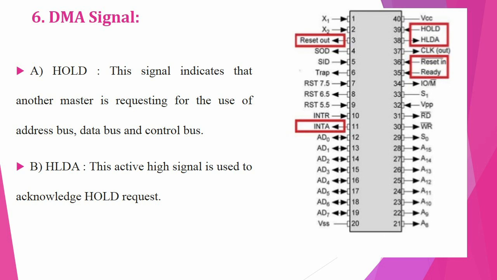DMA signals. Hold. This signal indicates that a peripheral such as a DMA controller is requesting the use of the address and data buses. HLDA, hold acknowledge. This signal acknowledges the hold request.